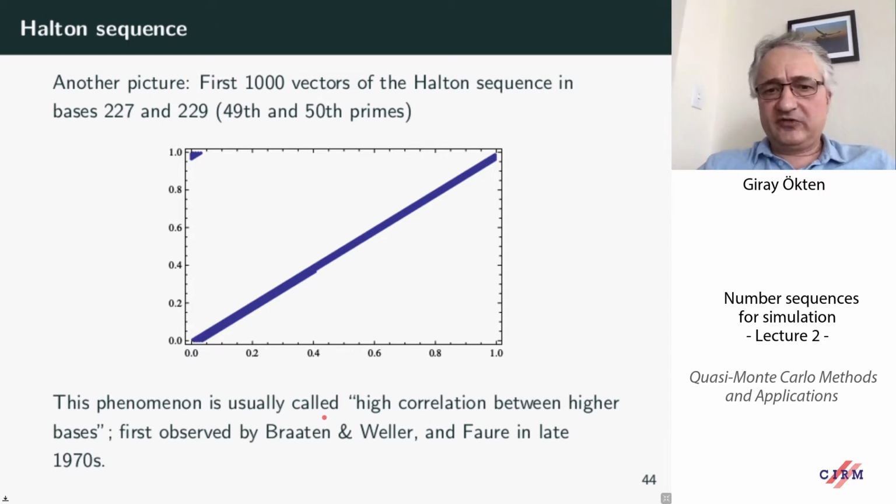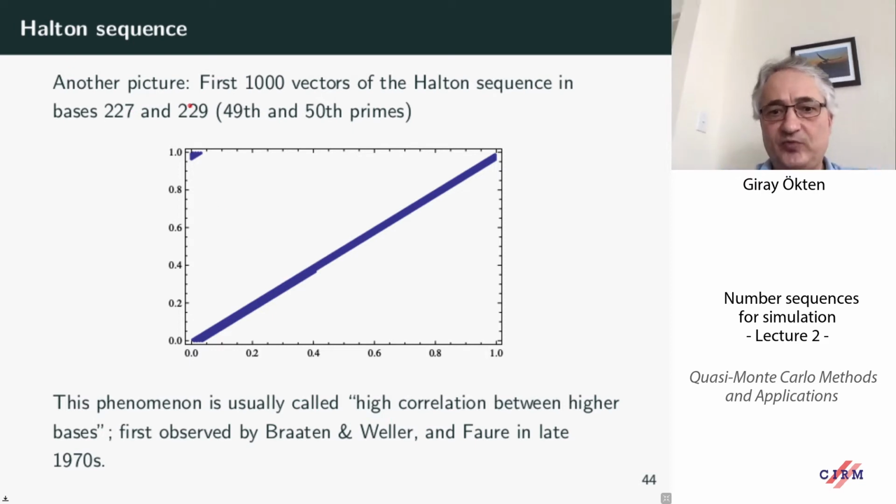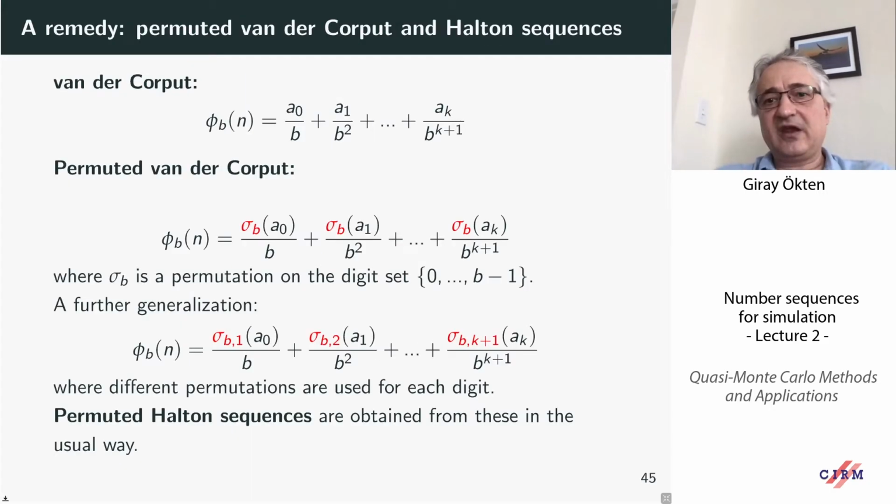This phenomenon is usually called high correlation between higher bases, because the base numbers are large, and this was first observed by Braaten and Weller in the late 70s. And as a remedy, as a solution, researchers introduced permuted van der Corput sequences. This is at the top, the original definition of the van der Corput sequence. And look what we're going to do. We're going to insert a permutation sigma b, applied to each digit.